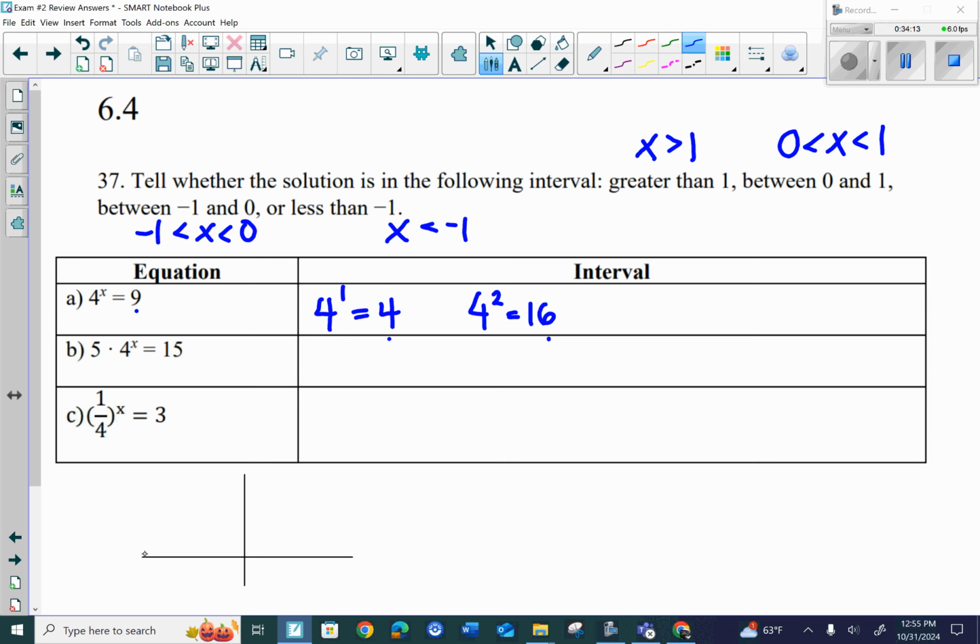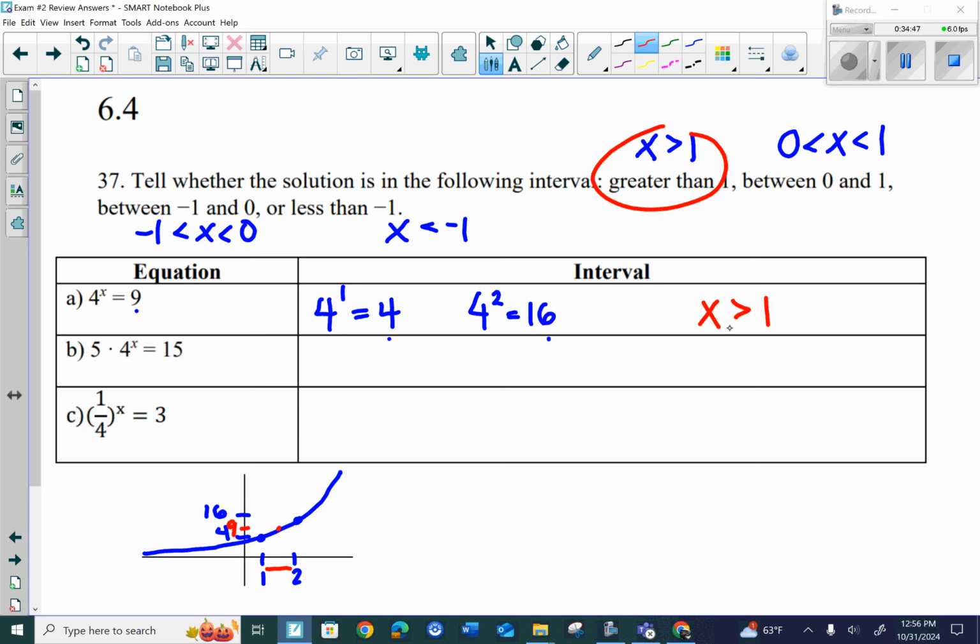So I think about my 4 to the x curve like this. I know that's increasing. When I put 1 in, I get 4, and when I put 2 in, I get 16. My graph is not to scale, it doesn't matter since I'm labeling it. I know that it's got to be in between here to give me an output value of 9. So it's in between 1 and 2. So it's greater than 1. x is greater than 1.